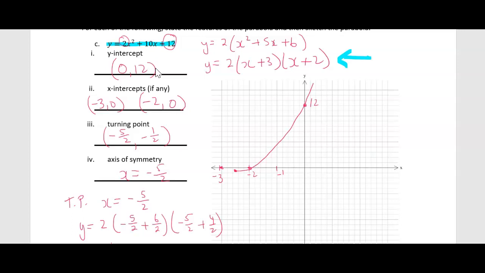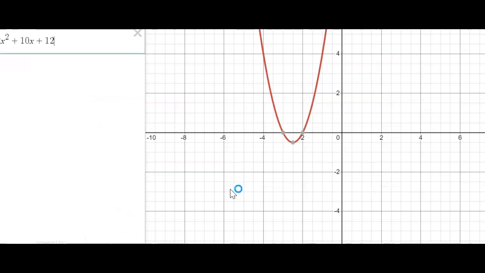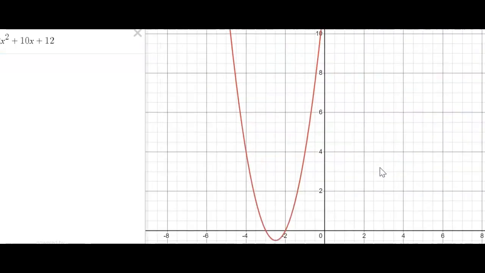Oh, this probably, oh, that is terrible. Yeah, so not the best one. I actually just drew it quickly on Desmos before so we could see. So that's how I knew that my y-intercept was wrong. So it looks so much better here.